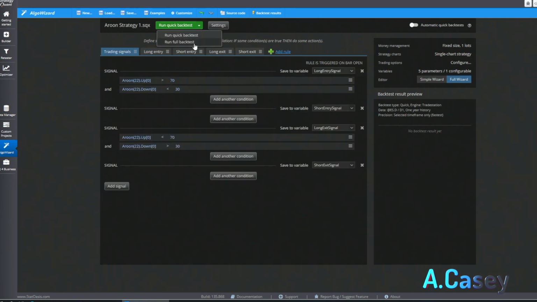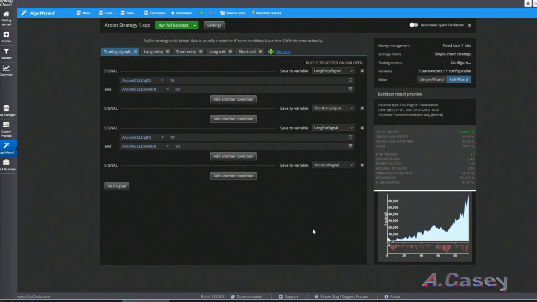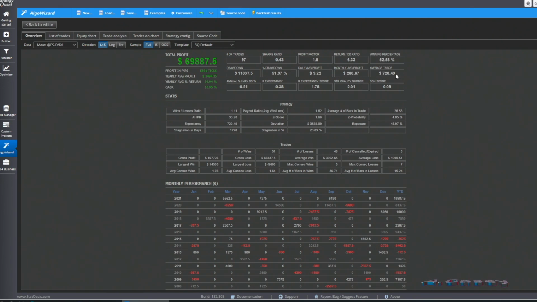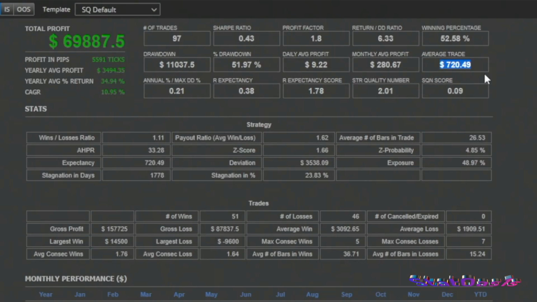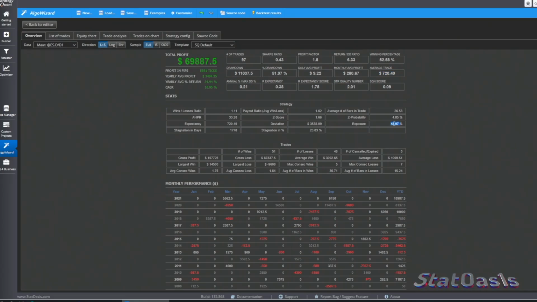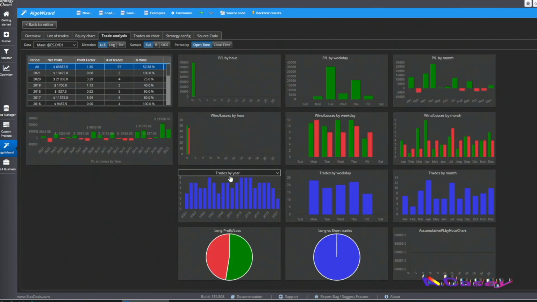So this is long, and this is a swing trading system. You can see here it's $720 per trade, almost 50% exposure and almost 52% drawdown. But we don't have a lot of trades, and we're averaging roughly 4 trades, I would say, per year.